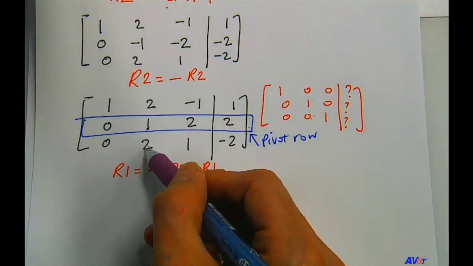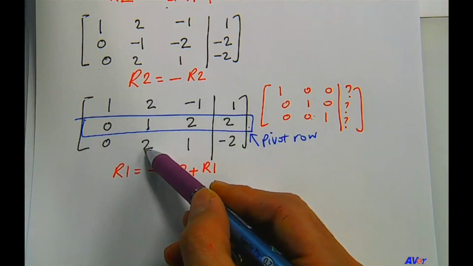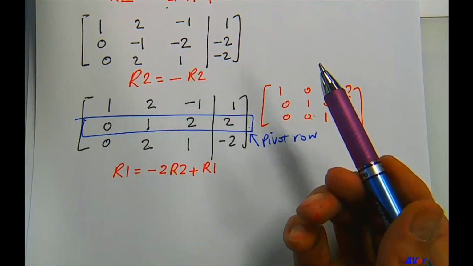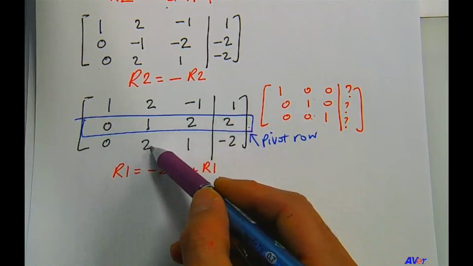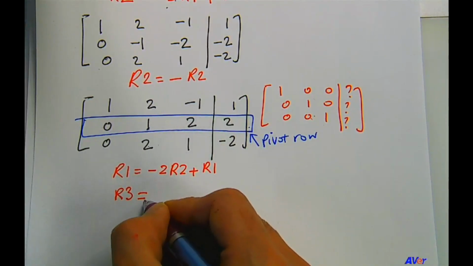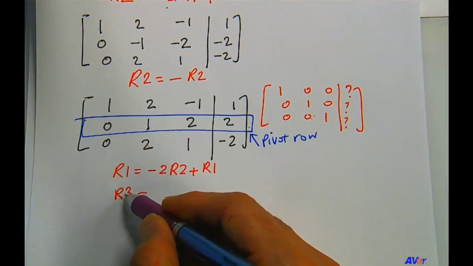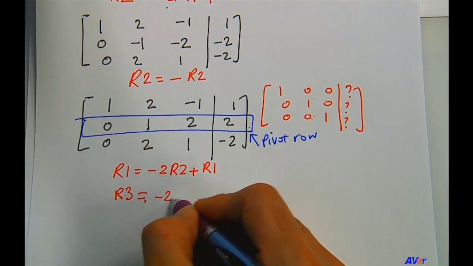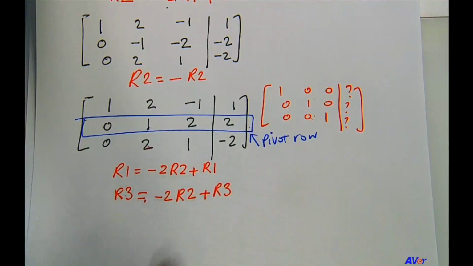The same thing with the other 2. How are we going to get this to be 0? The same thing. We need a -2 to add to this. Where is the -2 coming from? It's coming from multiplying the second row by -2 and adding it to row 3. So row 3 equals, because this 2 we're changing is in row 3, minus twice row 2 plus row 3.